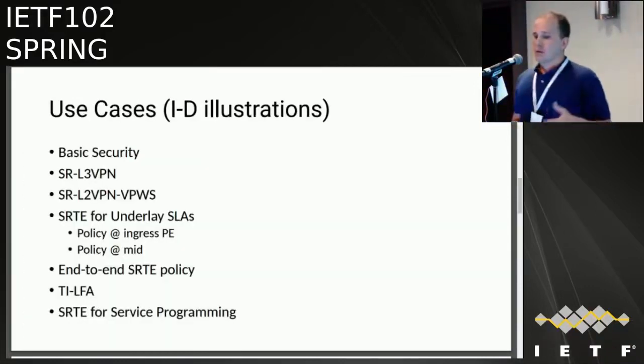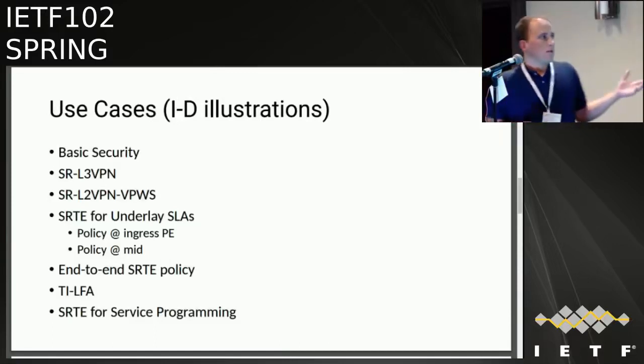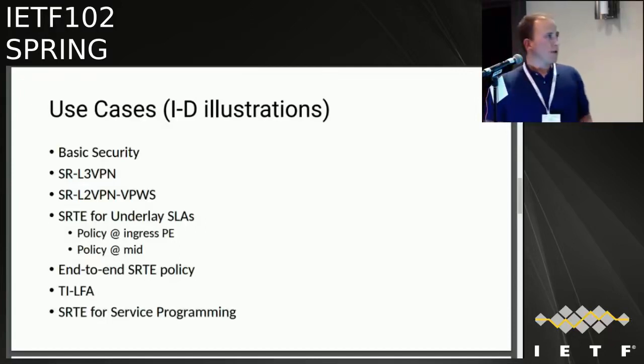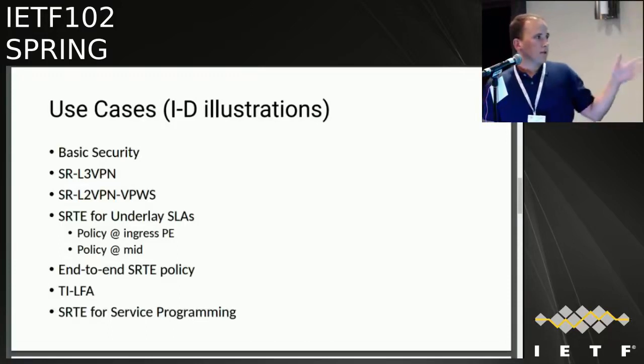The draft is also giving a set of use cases. These use cases are all of them leveraging the functions that I explained in the previous slide. These use cases cover basic security, layer 3 VPN, layer 2 VPN, SRTE for underlay SLA either at an ingress PE or a midpoint, end-to-end SRTE policy, TI-LFA, or SRTE for service programming.